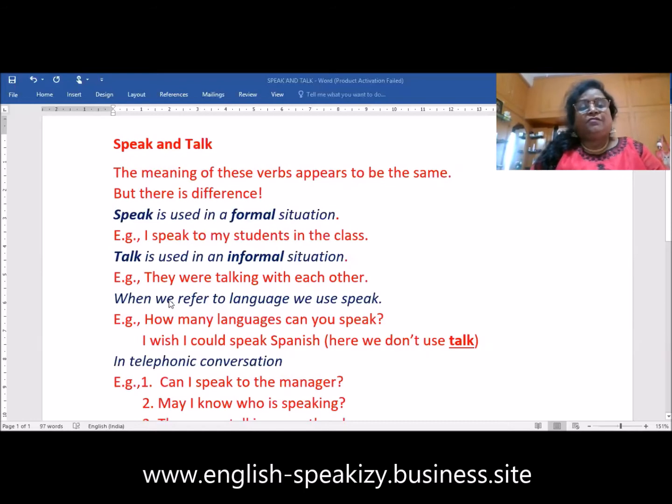And then when we refer to language, we use speak. Example, how many languages can you speak? We don't ask how many languages can you talk. For example, I can say, I wish I could speak Spanish. Here, we don't use talk.